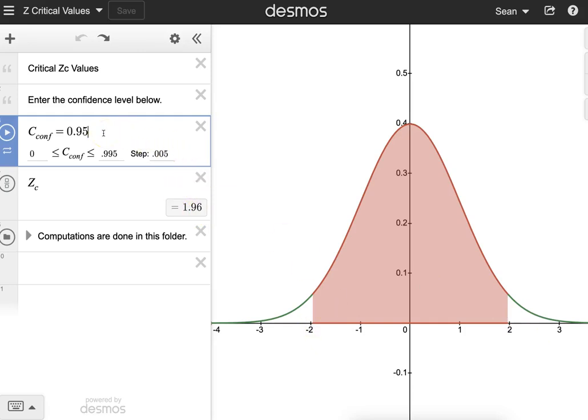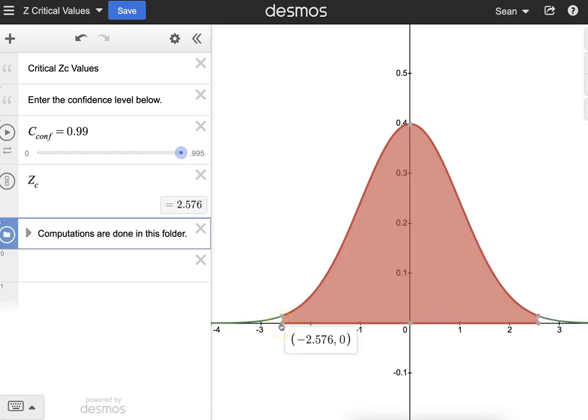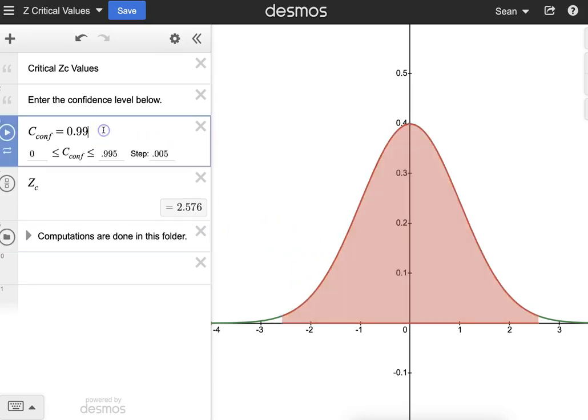Suppose we want to construct a 99% confidence interval, we would input 0.99 in decimal, and the calculator will give us, again, the positive critical value 2.576. The number on the left is therefore negative 2.576. Similarly, for an 80% confidence interval, we would input 0.80, and again the calculator will give us the critical value 1.282.